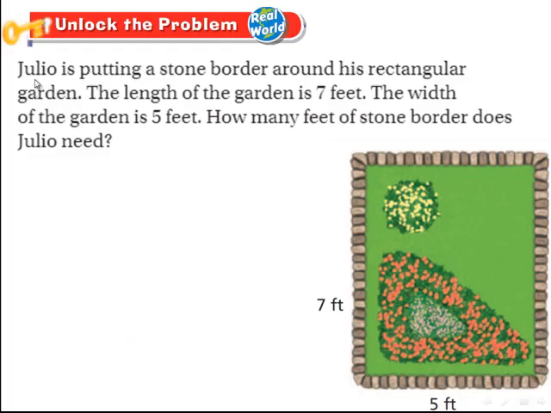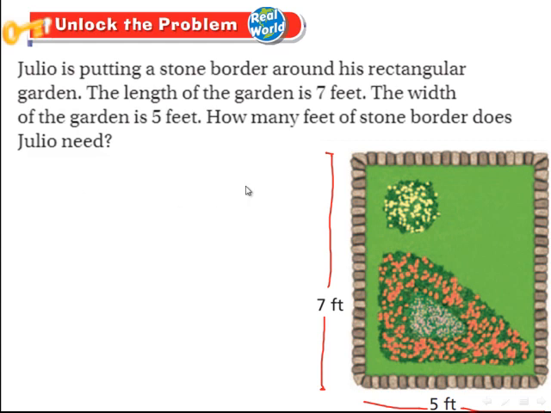Alright, let's unlock the problem. Colin is putting a stone border around his rectangular garden. The length of the garden is 7 feet. As you see, all of this length equals 7 feet. The width of the garden is 5 feet. Can you see width equals 5 feet? How many feet of stone border does Colin need?